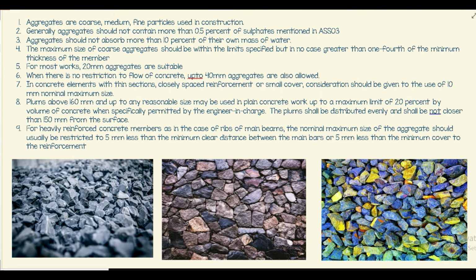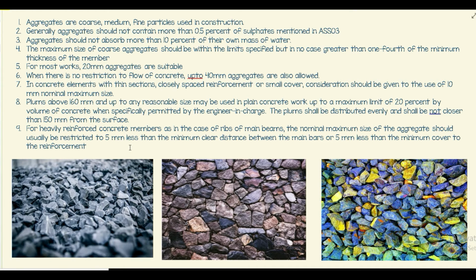All right, so these are three specific points for plums, and plums are referring to huge aggregates. In simple words, big sized aggregates. That's what plums are. And finally, the last point we have is for heavily reinforced concrete members, as in the case of ribs of main beams: the nominal maximum size of the aggregate should usually be restricted to 5 mm less than the minimum clear distance between the main bars, or 5 mm less than the minimum cover to the reinforcement.